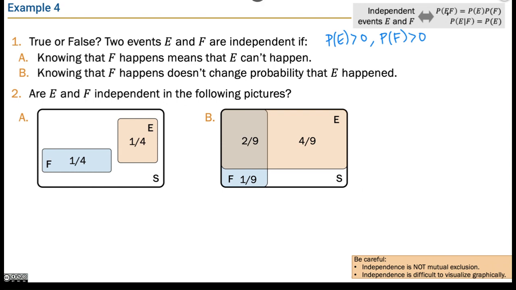All right, so your intuition for B is basically the definition. Knowing that F happens doesn't change the probability that E happened, so probability of E given F is still probability of E. That means, yes, they're independent. So yes, that's true.